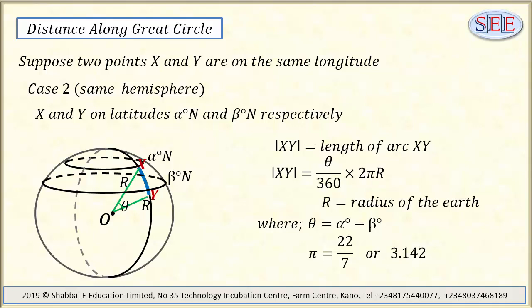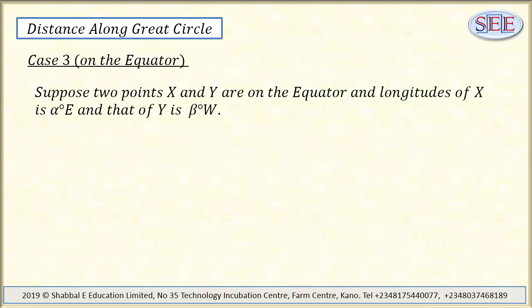We also take an example of this case 2. The last case is case 3. Case 3 says the 2 points are on the equator. Remember, equator is another special longitude. So suppose 2 points x and y are on the equator, and the longitude of x is alpha degree east and the longitude of y is beta degree west. So let us sketch it.